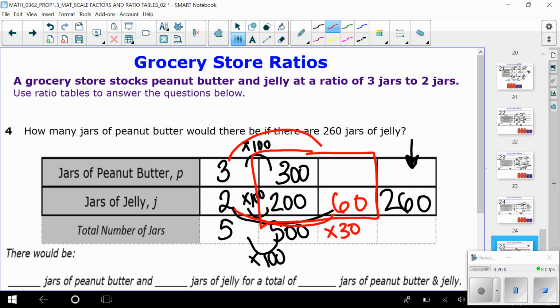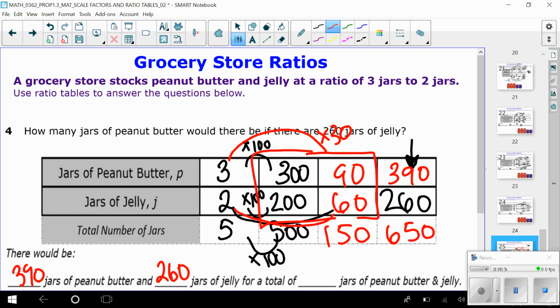So then I have 3 times 30, which gives me 90. And if I think about 60 plus 90, that fills in here with 150. But if I look at 200 plus 60, that's 260. 300 plus 90 is 390. And then I have a total of 650. So that's a little different way of thinking about it. But that means for every 390 jars of peanut butter, there will be 260 jars of jelly, or 650 jars of both. Okay, hopefully you were able to do this assignment.